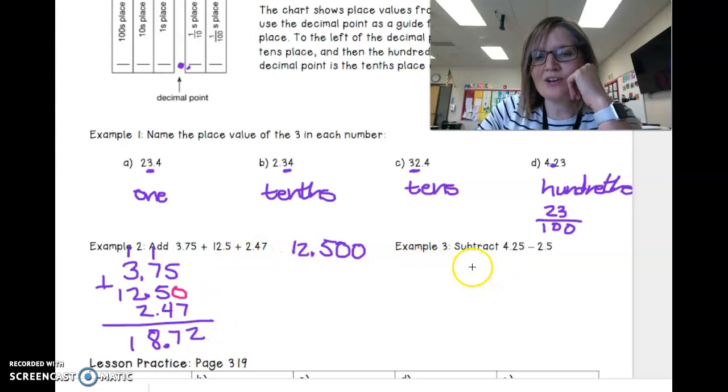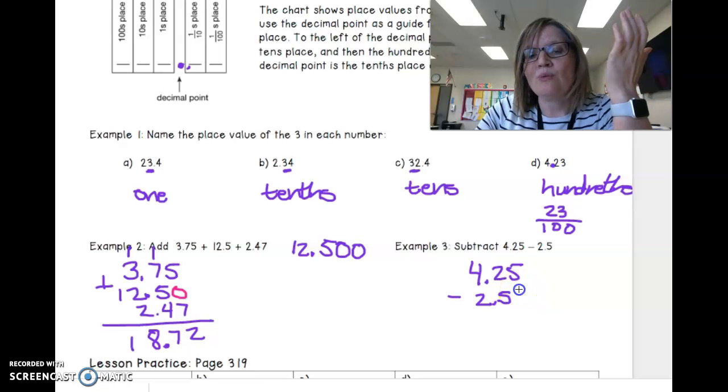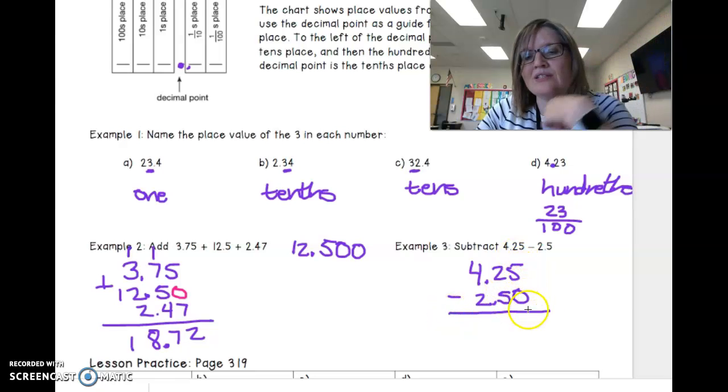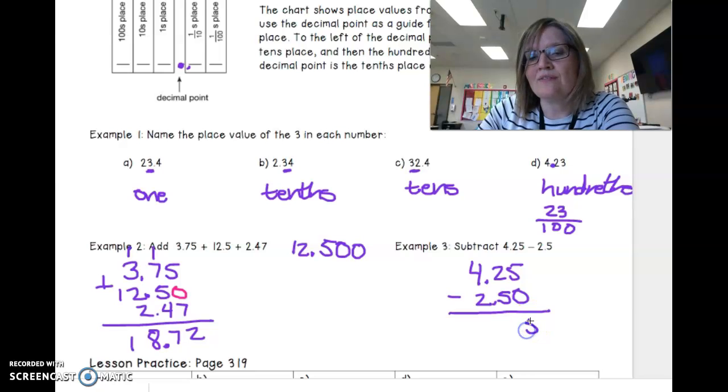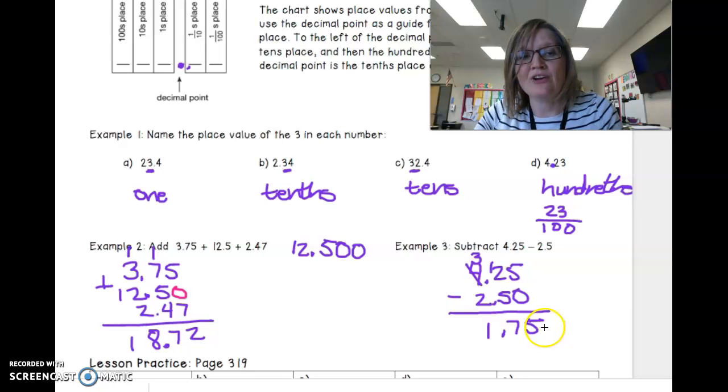Our next example is how to subtract. So we have 4 and 25 hundredths, and we are subtracting it from 2 and 5 tenths. But we can also add a 0 and do 2 and 50 hundredths. And now we subtract. 5 minus 0 is 5. 2 minus 5 we take and regroup. 12 minus 5 is 7. 3 minus 2 is 1. And we have a 1 and 75 hundredths.